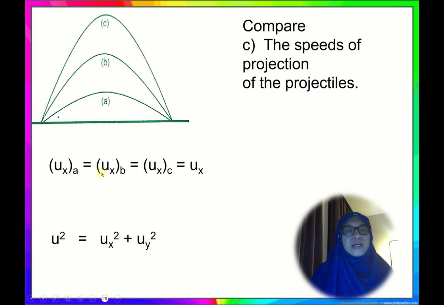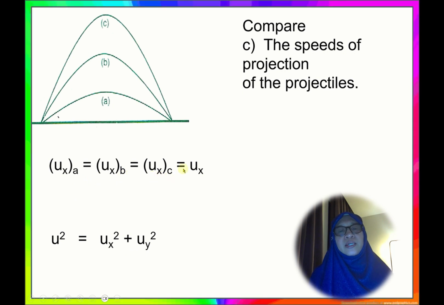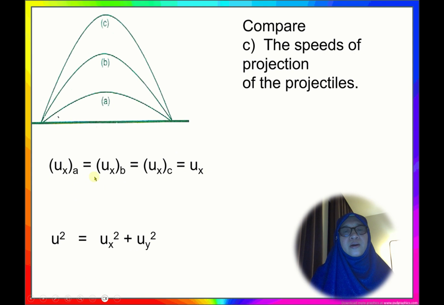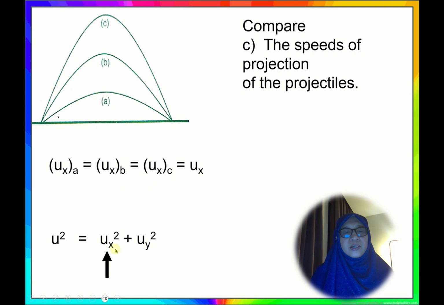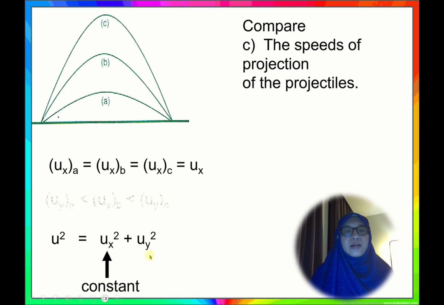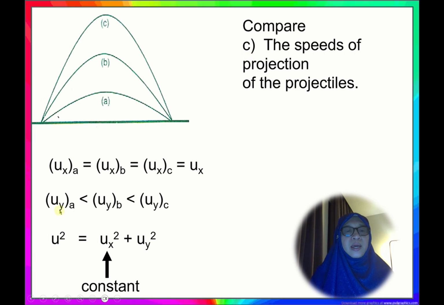Okay, so we calculated already uxA, which equals uxB and equals uxC and equals ux in question A just now. So they are all equal, so we put as ux. So this ux is a constant. Then the uy we get from the answer to B just now, where uy for A is less than uy for B and is less than uy for C.